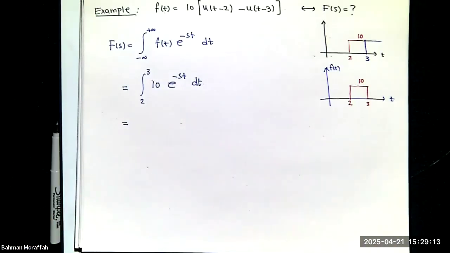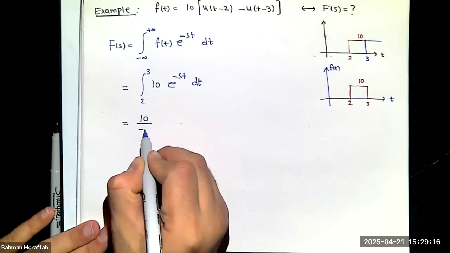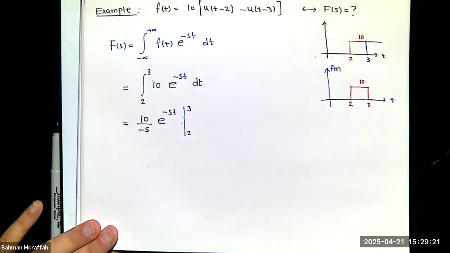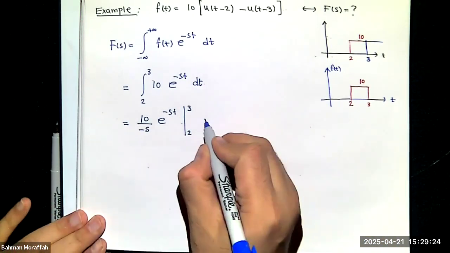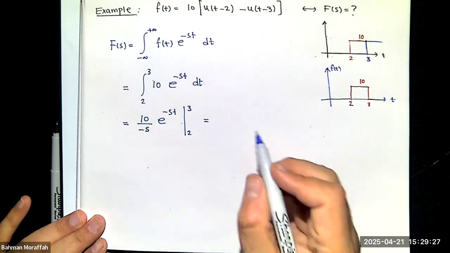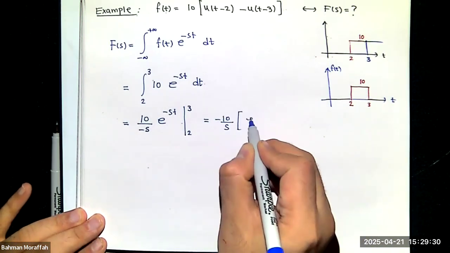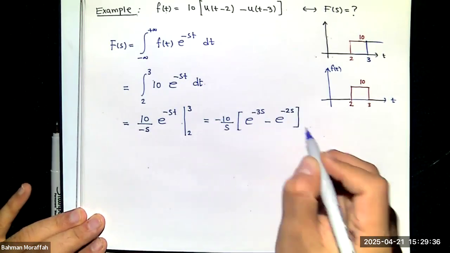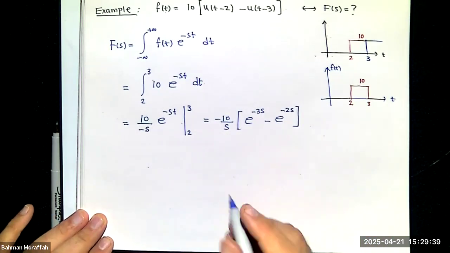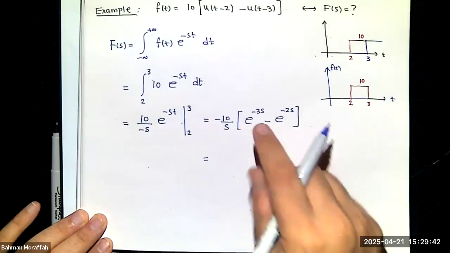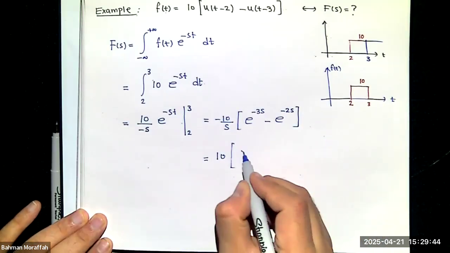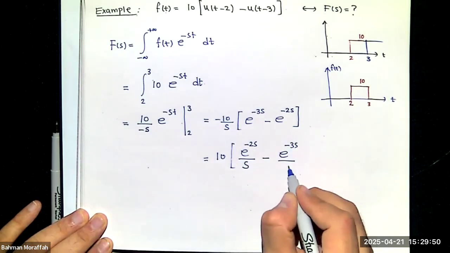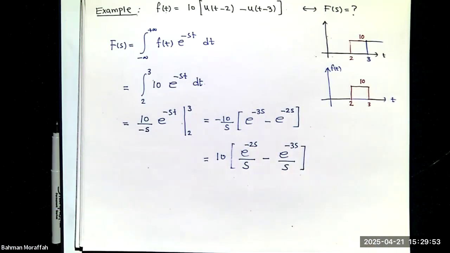Well, this is a very simple integral. This is 10 divided by minus s times e to the power of minus st evaluated between 2 and 3. This is negative 10 over s times (e to the power of minus 3s minus e to the power of minus 2s). I'm going to distribute this negative sign, so that is 10 times (e to the power of minus 2s minus e to the power of minus 3s) divided by s. Right?